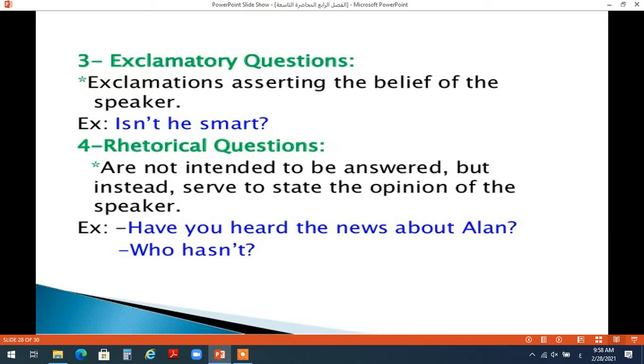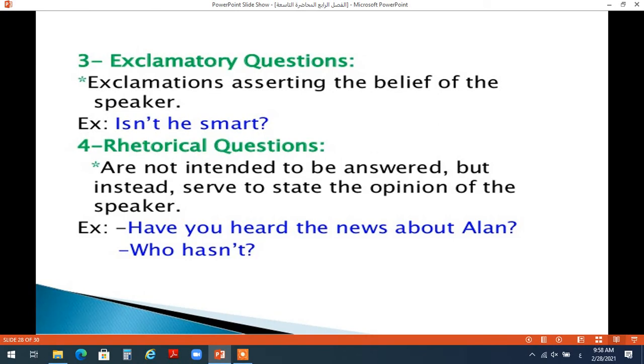Rhetorical questions are not intended to be answered, but instead serve to state the opinion of the speaker. For example, have you heard the news about Ellen? This is an ordinary yes-no question. Notice that the answer to this question did not come as an ordinary short answer by answering yes or no, but came in the form of a rhetorical question.